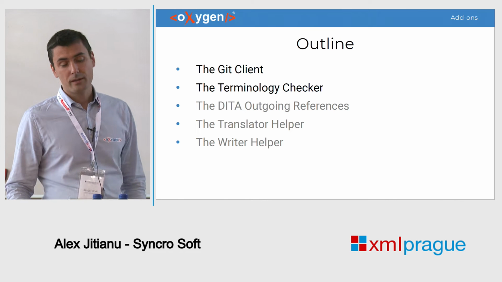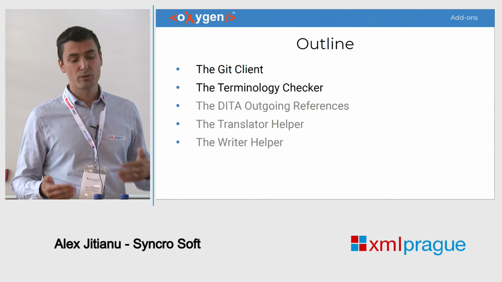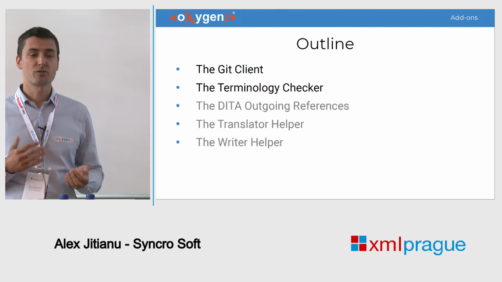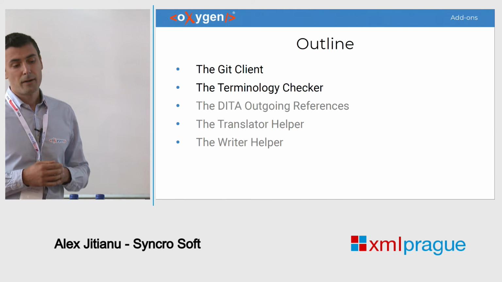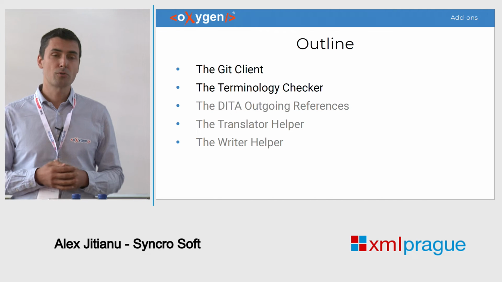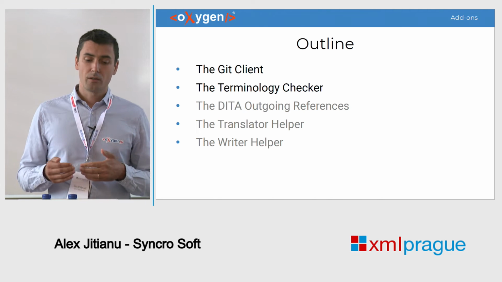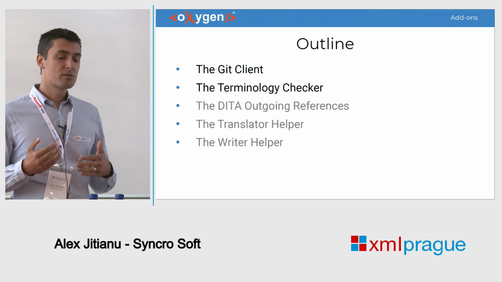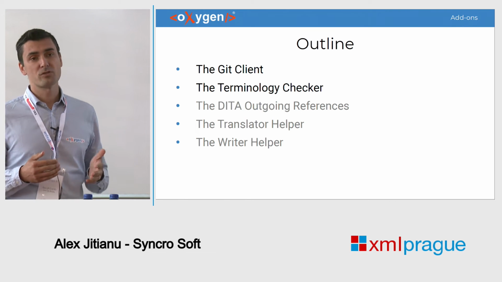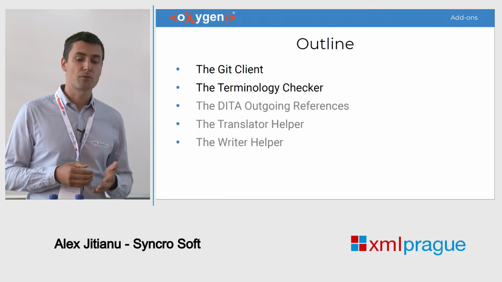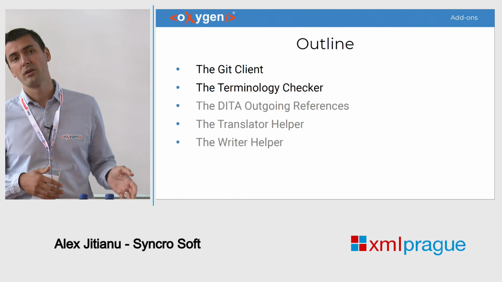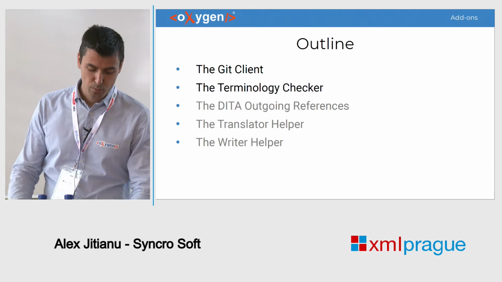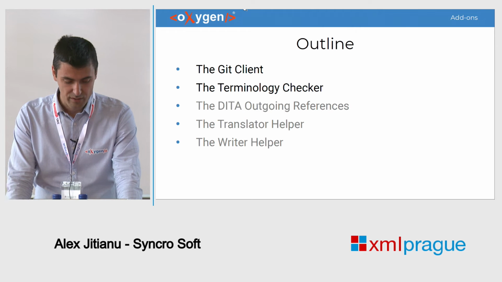But as Oxygen became more and more used in the technical documentation community, we started to see a use case there, an interest, because the technical writers that work with the documents started to use Git more and more, and we wanted to offer them the most commonly used actions directly from within Oxygen, so they don't have to switch back and forth between Oxygen and another Git client. So that's how the Git client was born, mere 5 years later.